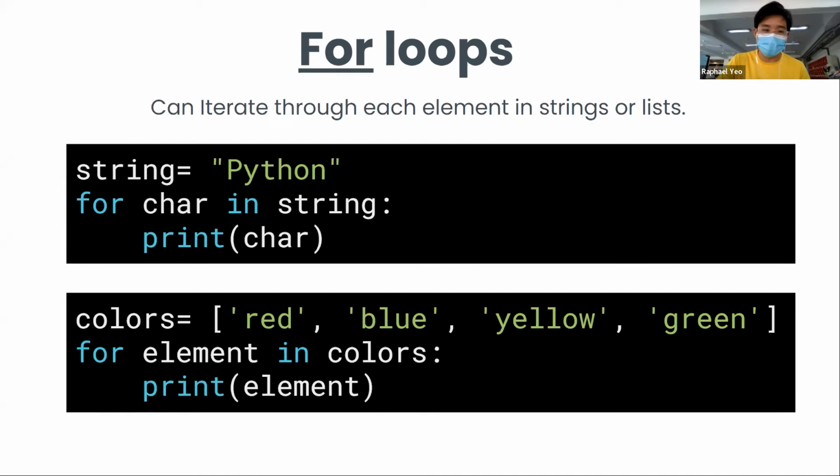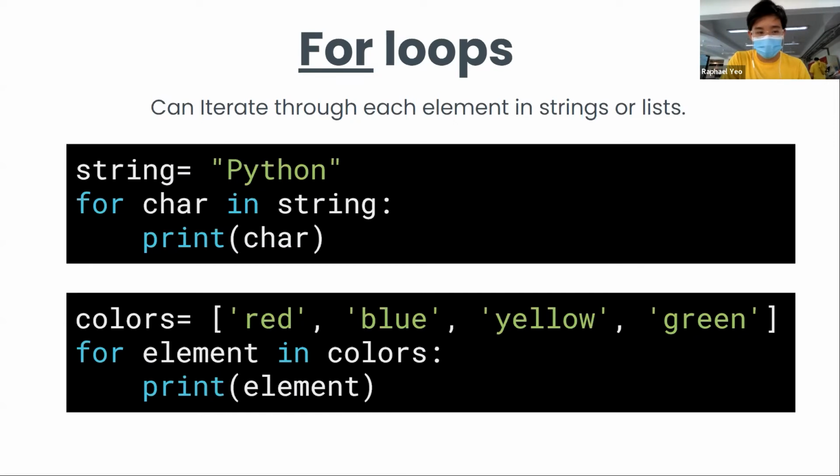So firstly, we have the for loop. The for loop is a special type of loop which requires either a list or a string to iterate through. Now, what is iteration? Iteration is like going through something. It's like you run through a string or you run through a list, and every time you do so, you will take on the value of one of its either characters or elements.